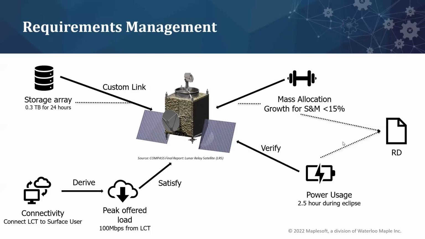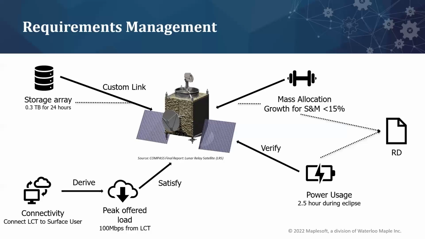We want to get into more detail, like being more clear, for the power usage example. Even during an eclipse, the LRS, which is the lunar relay satellite, should be able to have backup power for at least 2.5 hours, or the maximum mass allocation for growth should be less than 15%, or for the peak offered load during connectivity, the user should be able to download information at least 100 megabytes per second from the LCT, which is the lunar communication terminal and so on.